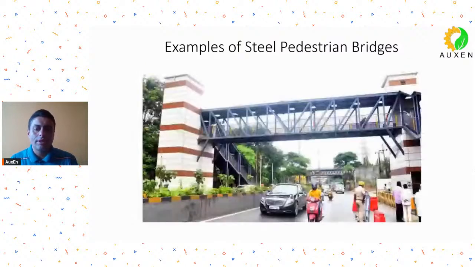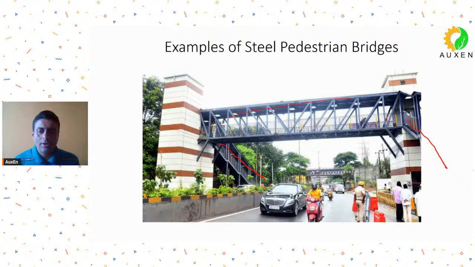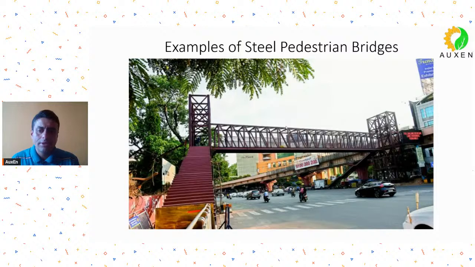Other examples of bridges can be in the cities. You often see these types of bridges. It's a typical bridge crossing over a road, and you will see a staircase going down over here, and the bridge in the middle. So just a few examples.